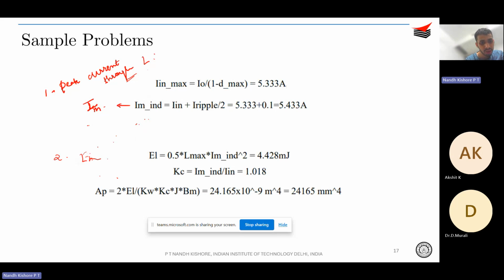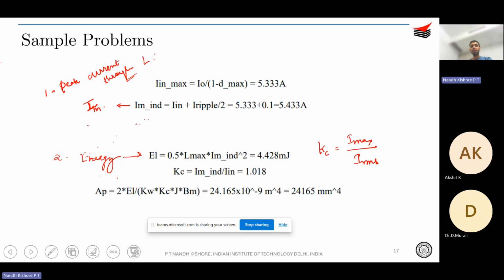That is energy computation. So you compute your energy, and obviously you should compute your Kc. Kc is the factor that relates your RMS value with your peak value, something that's called the crest factor. Therefore, Kc is basically Im divided by IRMS, so Kc is equal to Imax divided by IRMS. Imax you computed over here, which is 5.43.